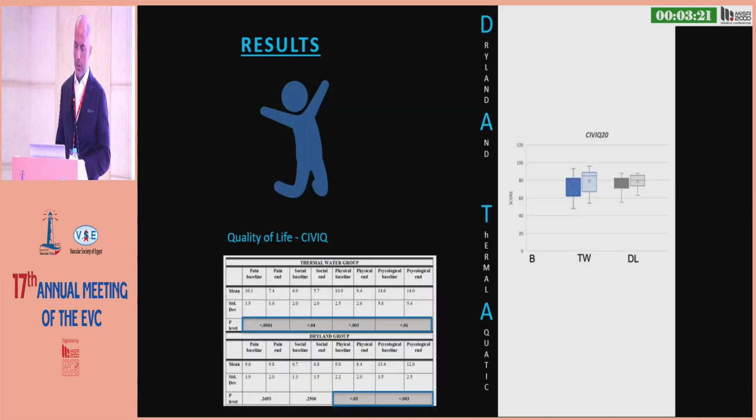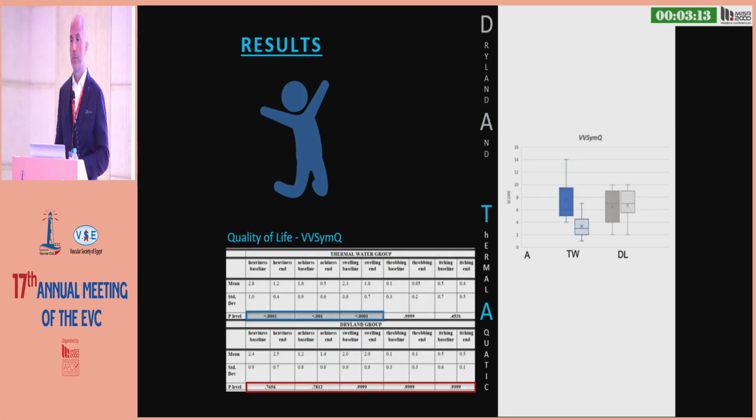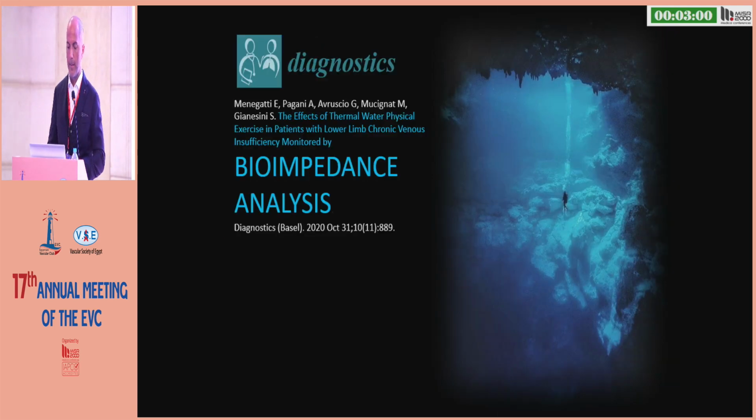Correlation, of course, was only for the group that had a decrease, so the aquatic environment. Quality of life improved, interestingly, in both groups with the CIVIQ, but with the VEINES-QOL only in the aquatic environment, which tells us once again the need of taking pictures from different angles when we are using patient reported outcomes and quality of life. So in this case, one was improving in both, one just in one.